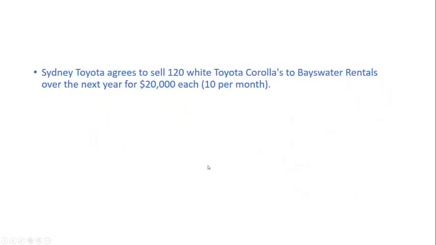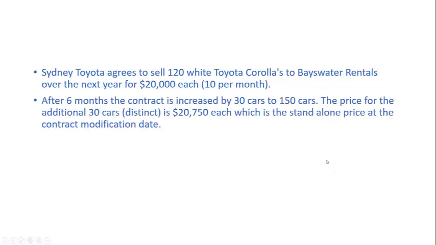The best way of thinking about how the standard addresses this is to think about a simple example, and I'm going to focus on the company here, Sydney Toyota, and they've entered into a contract to sell 120 white Toyota Corollas to Bayswater Rentals at $20,000 each. This is 10 cars per month for 12 months. That's our initial contract, or our first contract.